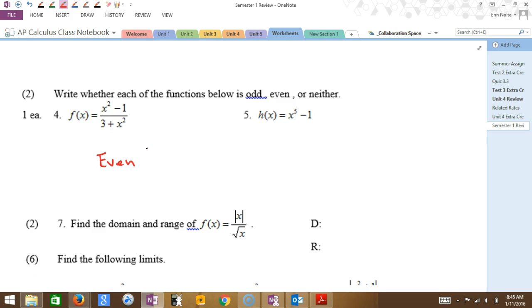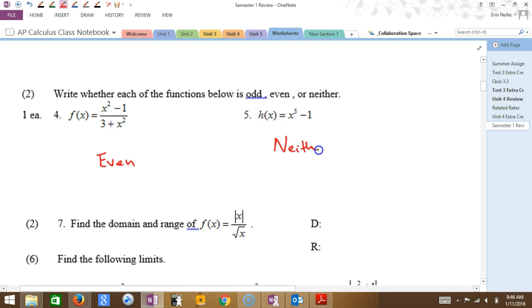Okay, so what about number 5? Potentially odd, but is it odd? It's not odd because of the -1. Because if I plug in negative x into that, it becomes negative x to the 5th minus 1, which is not exactly opposite. For it to be exactly opposite, it would have to be negative x to the 5th plus 1. Every term would have to be opposite. So this is a neither.